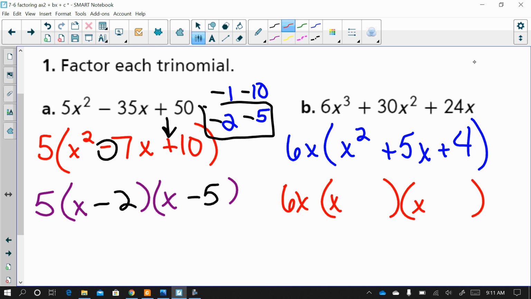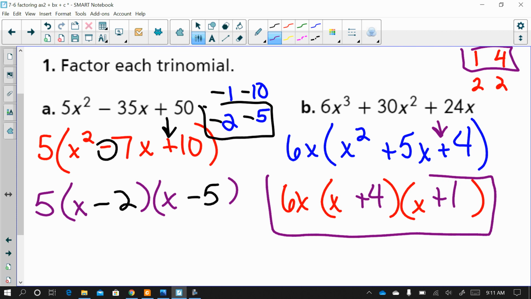Got to get to 5. So 1 times 4, 2 times 2. Check out my signs real quick. This one's positive, so they're the same, and they're both plus. Okay, so I don't got to change anything. 1 plus 4, oh, that gives me 5. So plus 4, or plus 1 plus 4. It doesn't matter what order you put them in. Okay, but there is your solution. Okay, so remember, always look for a GCF.